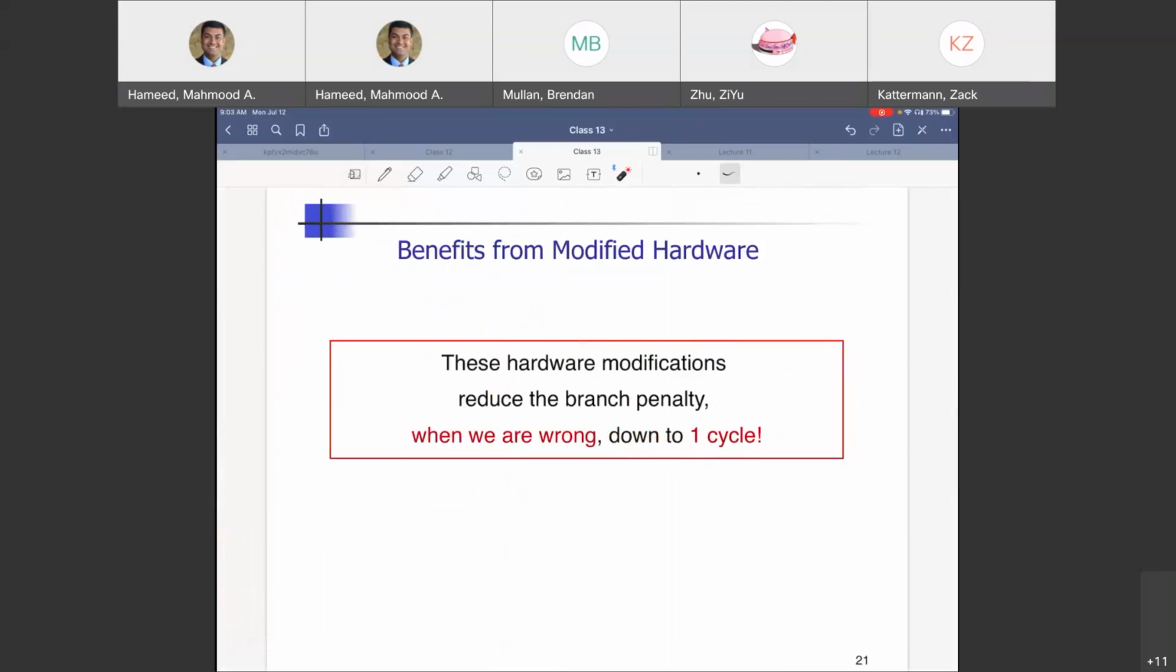So what are the benefits of modified hardware? We go down from 3 clock cycles to 1 clock cycle. You reduce the branch penalty only whenever you are wrong. When you're right, there's no penalty. Down to 1 cycle from 3 cycles, right?